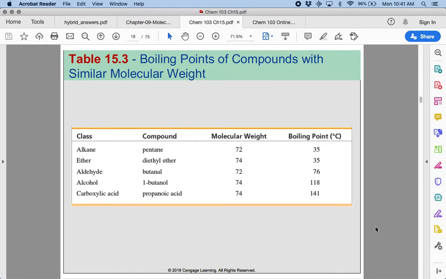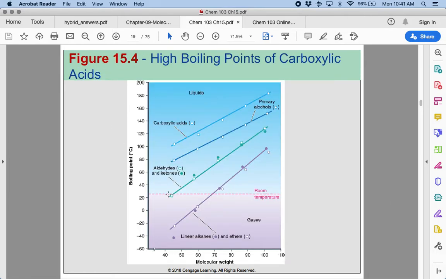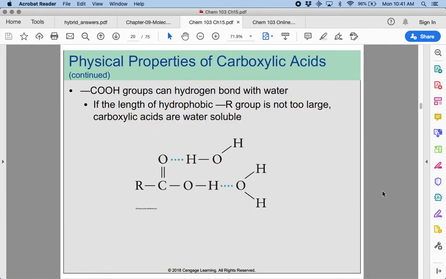So to compare carboxylic acids to other functional groups of about the same molecular weight, we can see the general trend in their boiling points. So if we go to this same image that we've been using for all of our functional groups and we're just adding to it, we can see carboxylic acids are up here, again because of that hydrogen bonding and the dimers they can form.